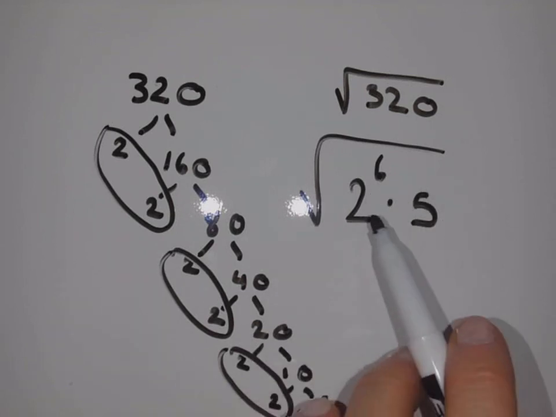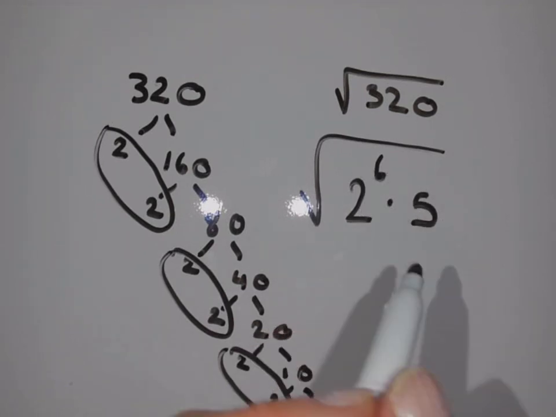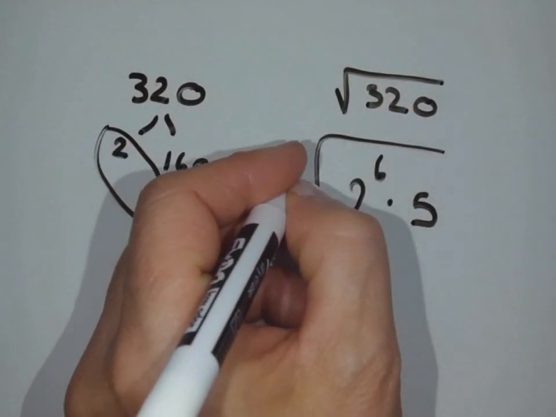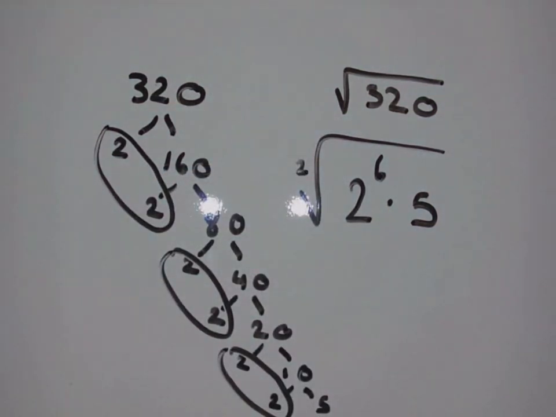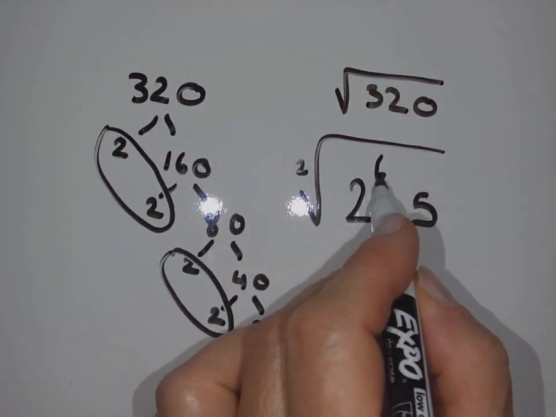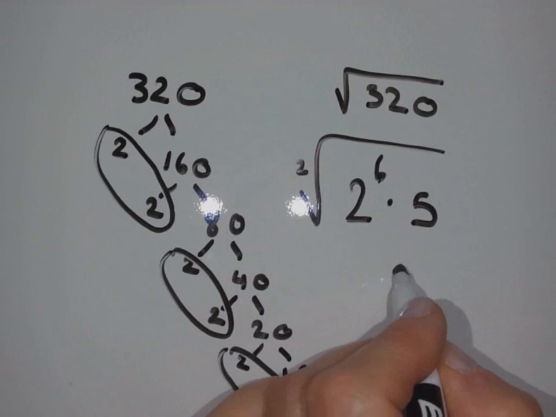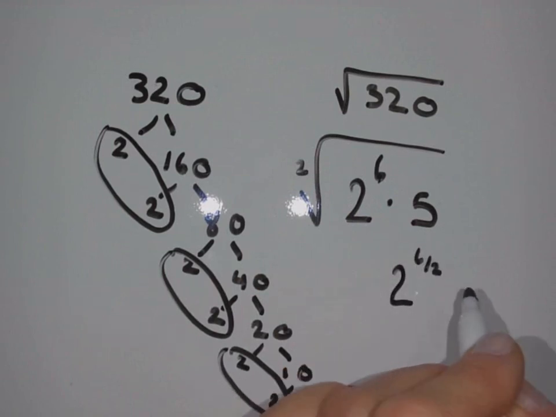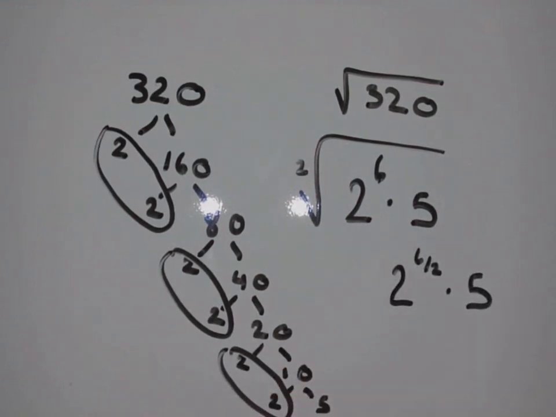Well, what is the square root of 2 to the 6th? So remember, the square root has an index of 2. We don't write it, but we know it's there. And so 6 divided by 2 times 5 will be the fractional version of that. Well, 6 divided by 2 is 3, so that's a 2 cubed.